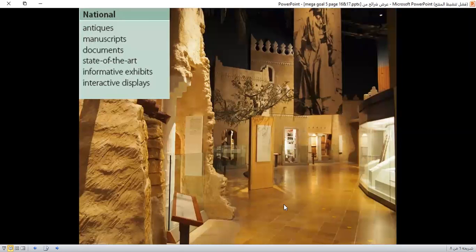And the last thing is what? National. National antiques, national manuscripts. Do you know the meaning of manuscripts? You have your phones. What is the meaning of manuscripts? Manuscripts, yes, very good. Thank you, Raghda. This is the meaning of manuscripts: documents, state-of-the-art, informative exhibits, and interactive displays. Any country has a national museum, and all those things related to national museums. Okay.